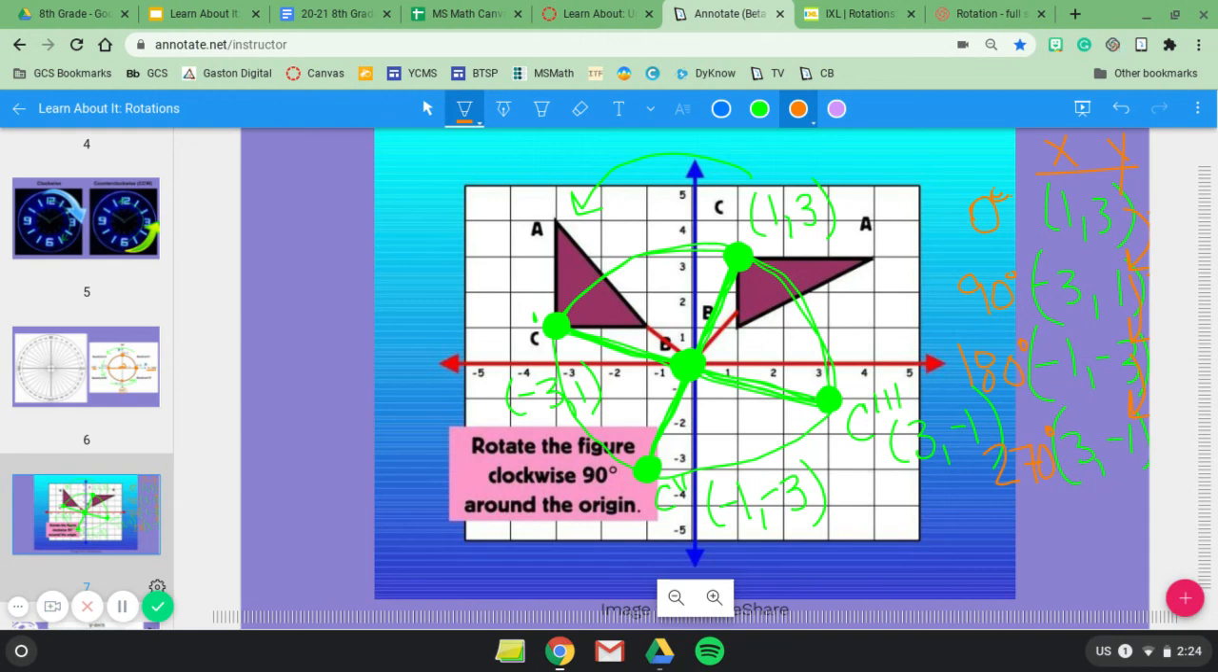So I want you to remember that when we go through examples, because you don't have to draw the circle and do all the points every single time if you understand the pattern that takes place when you rotate a point.